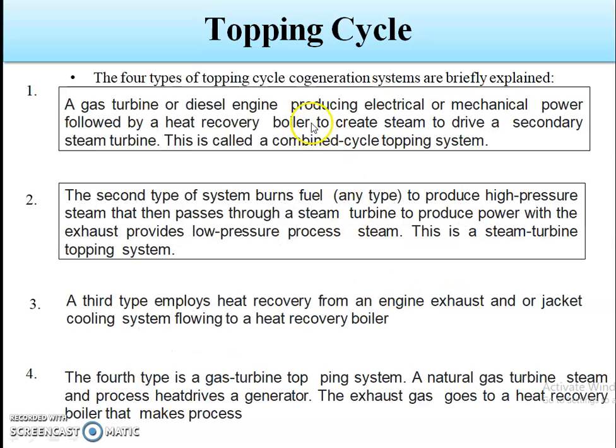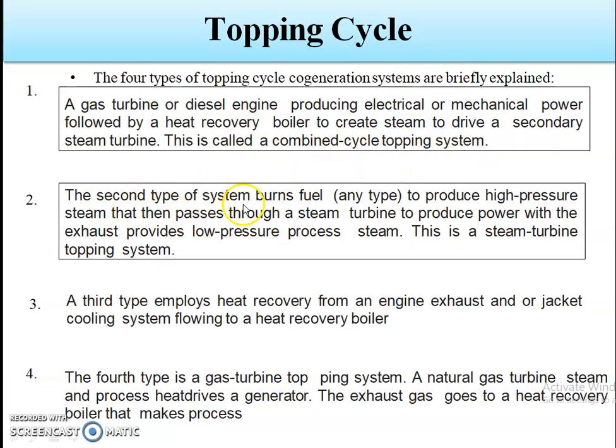In the next slide we discuss the topping cycle. The topping cycle of the cogeneration system is divided into four types. The first one is a gas turbine or diesel engine producing electrical or mechanical power, followed by a heat recovery boiler to create steam to drive a secondary steam turbine. This is called the combined cycle topping system.